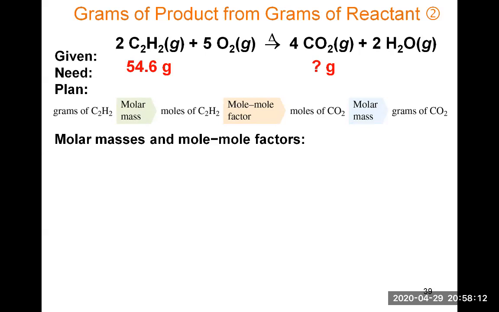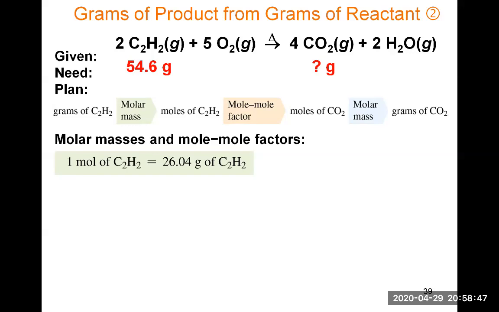So as earlier, we will have to use 3 conversion factors. The first conversion factor will be using the molar mass of C2H2. So this you get from the periodic table. You take 2 times the molar mass of C, 12.01, plus 2 times the molar mass of hydrogen, 1.01, and that's a molar mass of 26.04 grams of C2H2. So that's going to be the first equality you will use.